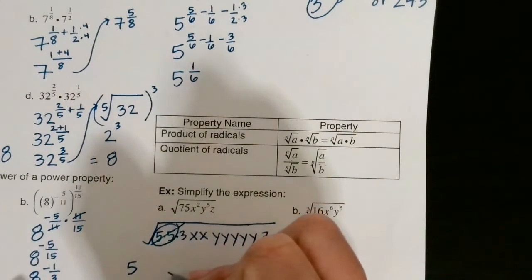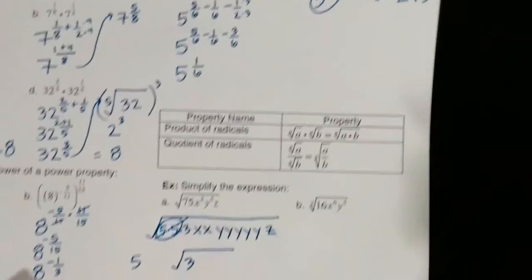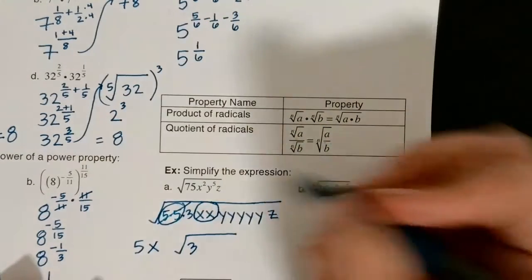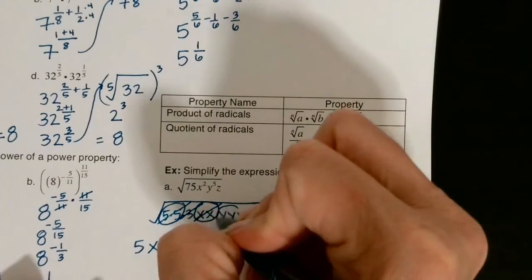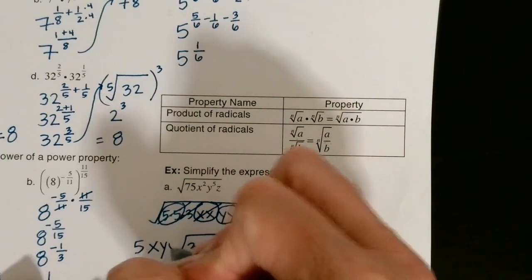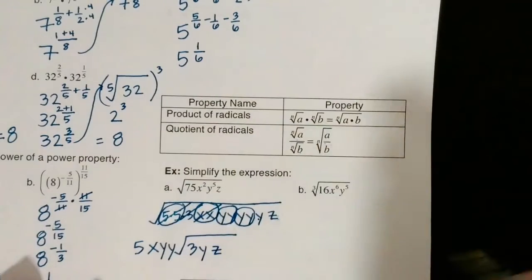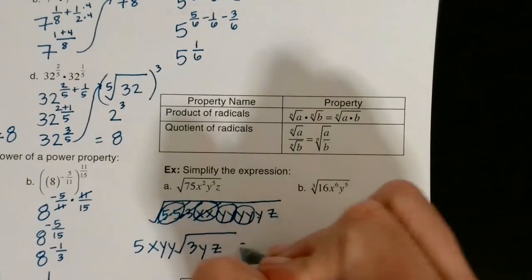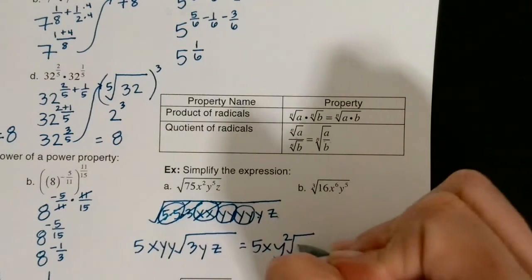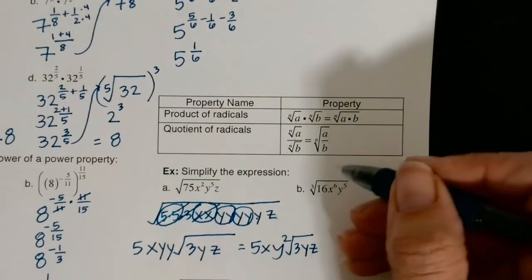All right, and then under here, the 3 doesn't have a partner, so it has to stay in the house. Okay, this x has a partner, so it goes out. Took care of that, took care of that. Oh, look at the y's. There's one set of partners, and then there's another set of partners, and then there's a guy left over, so sad. And then we're just going to clean this up a little bit. So this is going to be 5xy squared to the square root of 3yz. Okay? Let's go ahead and move on to B.